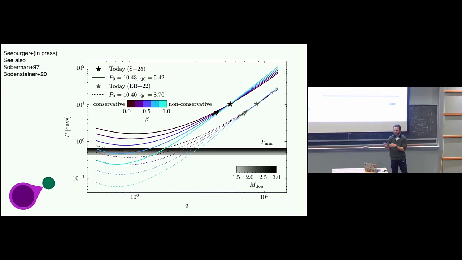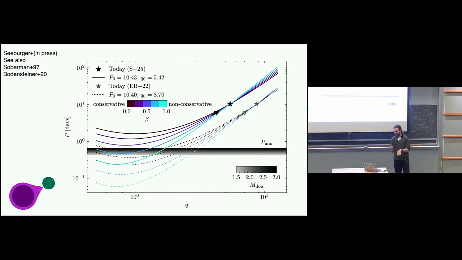And I'm not the person to come up with this sort of procedure. Other people started in the past. I want to highlight Julia's work here from 2020. But basically, what we do is we look at our present-day period and mass ratio, which I've marked with a little black star as measured by this work, and then we go backwards in time and see how the period changes with mass ratio under these certain assumptions for beta.